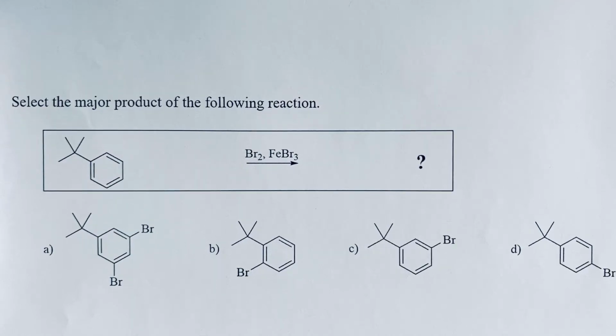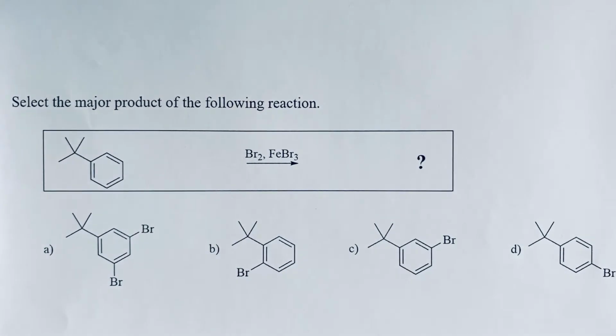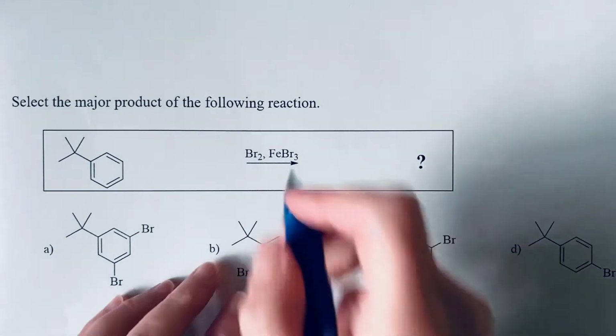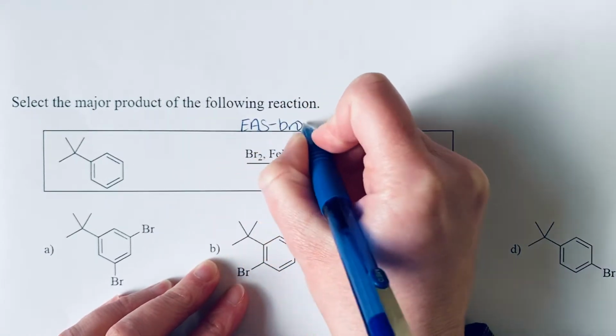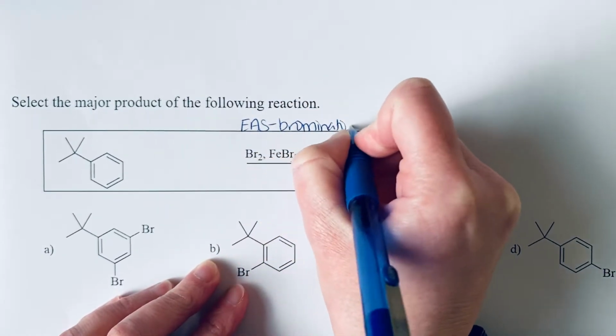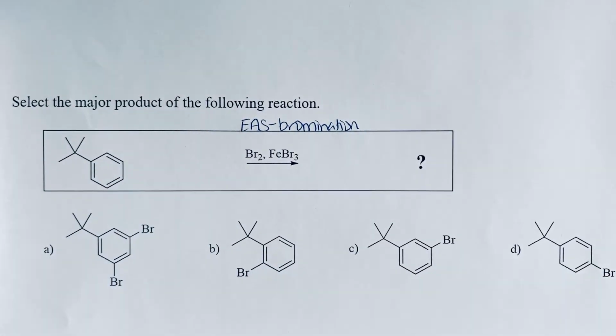Select the major product of the following reaction. So we have a substituted benzene ring, and we're treating this to EAS bromination, electrophilic aromatic substitution bromination conditions. So these are the conditions to replace one of the hydrogens on this starting material with a bromine.